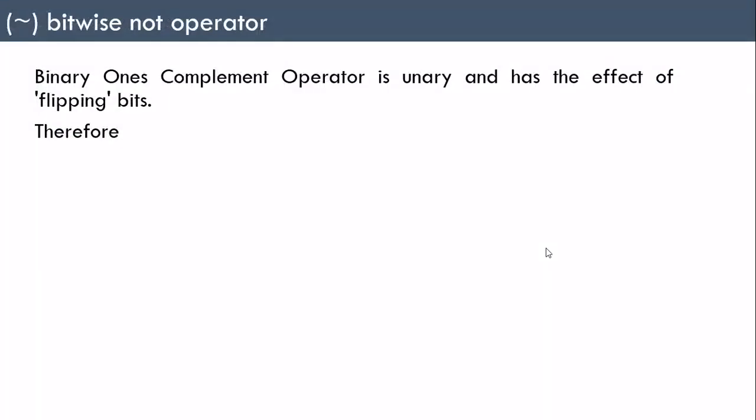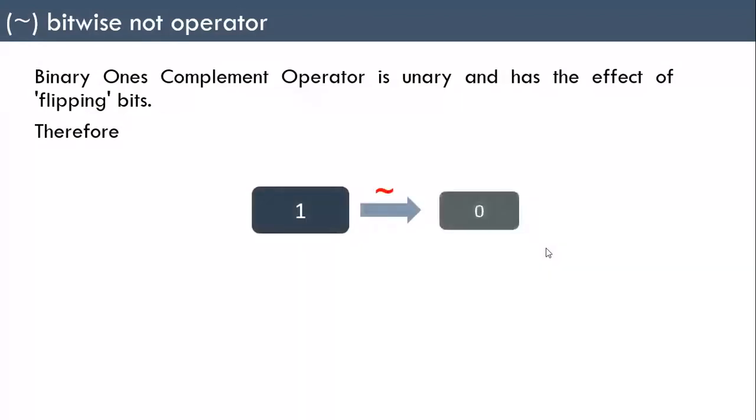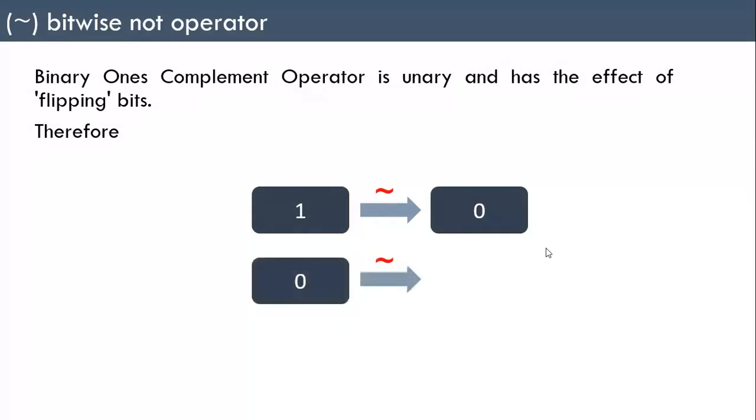Now, first we'll discuss the NOT bitwise operator in Java. It is used for flipping of the bits. It is also known as the binary ones complement operator. So here in this example, we are performing the NOT operator on 1. If we perform the NOT operator on 1, we will get 0. Similarly, if you are performing the NOT operator on 0, then we'll get 1.